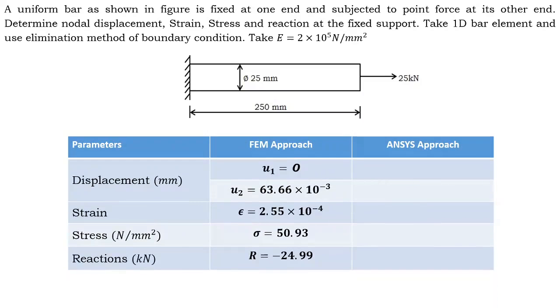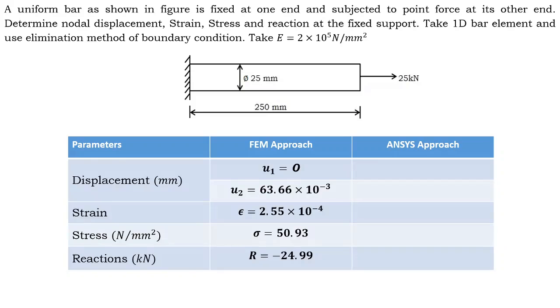Now when I solve using the FEM approach, these are the values I am going to get. That is, displacement at node number 1, at the fixed end, is 0, and at the free end where the force is applied, I will get the displacement as 63.66 into 10 to the power of minus 3. Similarly, the strain in this member is 2.55 into 10 to the power of minus 4. Then the stress is 50.93 Newton per mm square. Finally, the reaction at the fixed end is minus 24.99. These are the values when you calculate using the FEM approach.